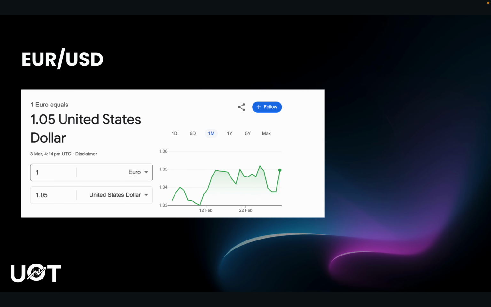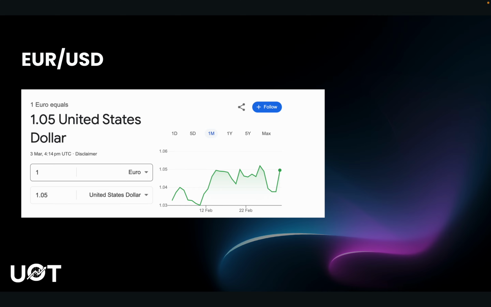So let's look into a different currency pair. Let's take Euro USD. This is the most commonly traded currency pair, and right now 1 euro is equal to 1.05 US dollar. So here you can see euro is stronger than US dollars. Now you might be asking, what does this mean and how do I make money out of it, right?